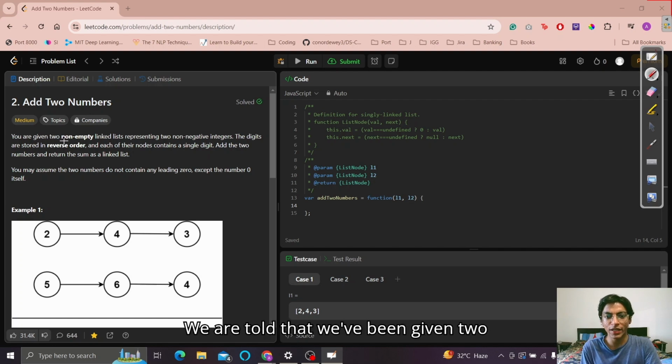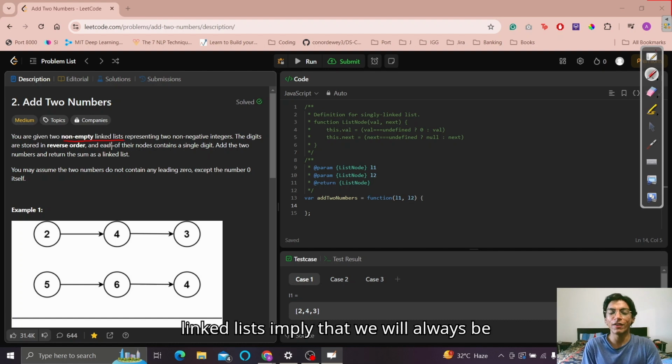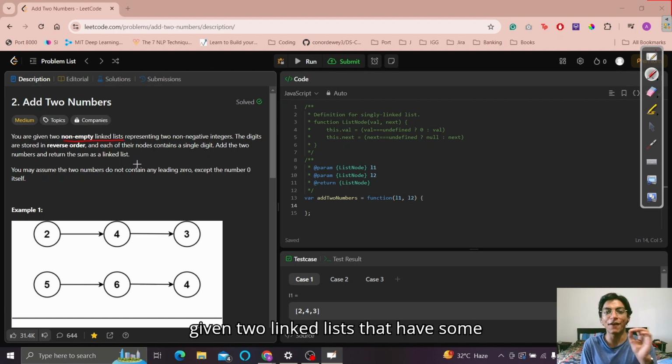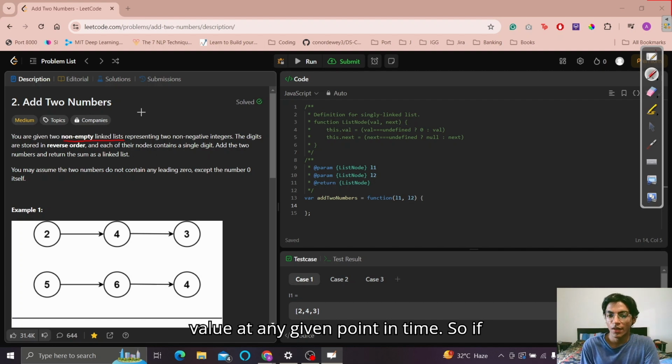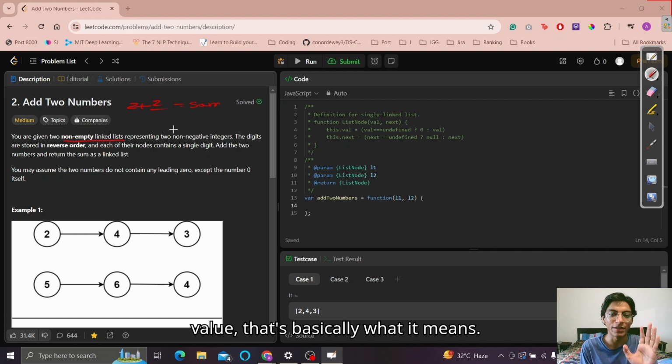We are told that we've been given two non-empty linked lists. What does that mean? First finish the sentence and then we'll get to it. Two non-empty linked lists representing two non-negative integers. So non-empty linked lists imply that we will always be given two linked lists that have some value at any given point in time. So if we have to add 2 plus one another number that gives us a sum, this can't be a null value or a non-existent value. This has to be some value at any given point. That is what is meant by non-empty. It will at least have one node and that one node will have a value. That's basically what it means.